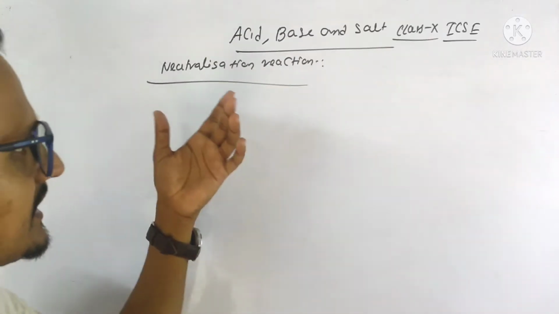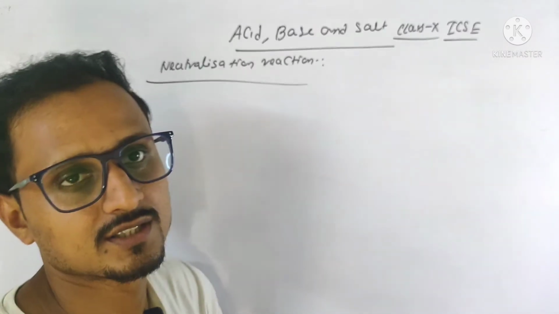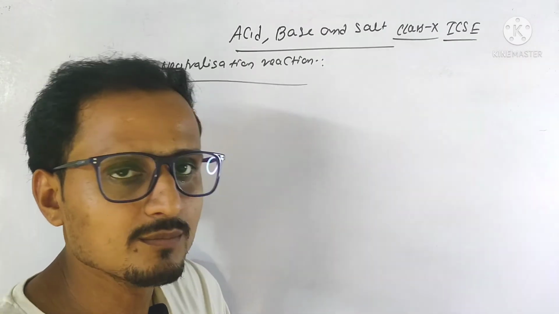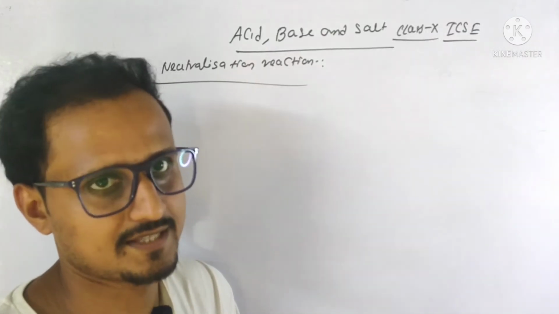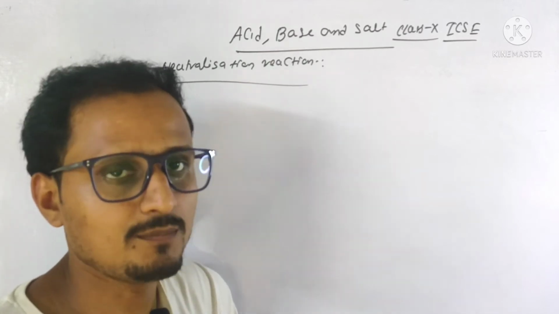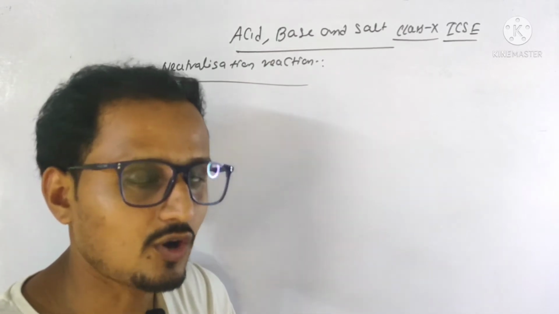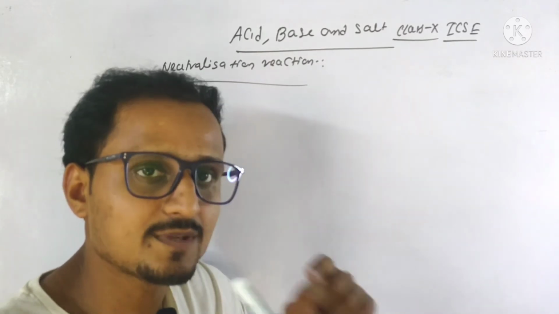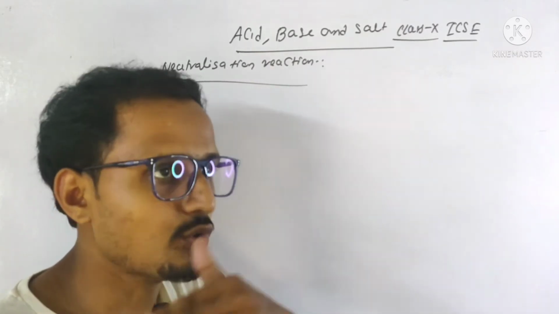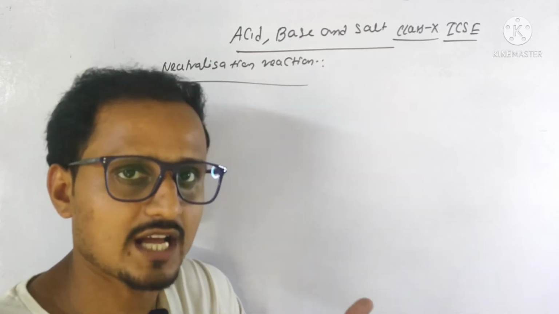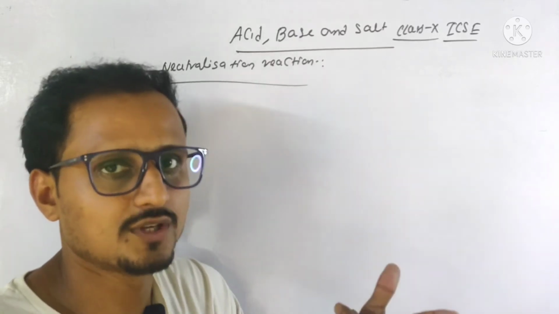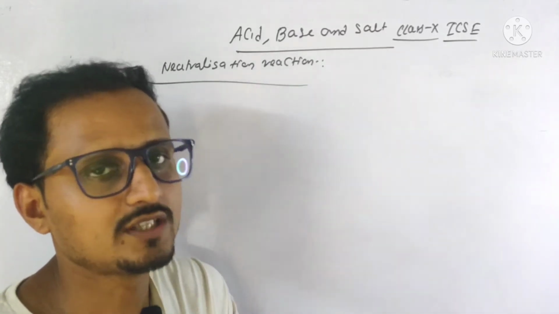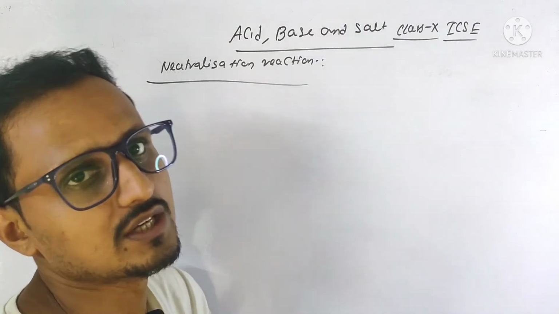Now what is a neutralization reaction? The reaction in which equimolar amounts of acid and base react together to form salt and water. That means the hydronium ion or H plus ion of an acid and the OH minus ion, that is the hydroxyl ion from a base, react together to form salt and water. That reaction is called a neutralization reaction.